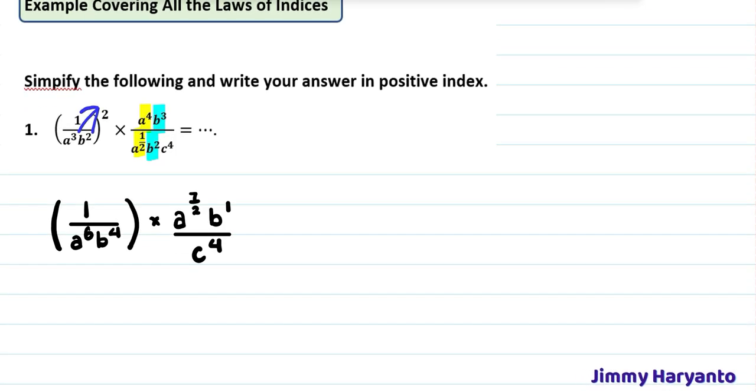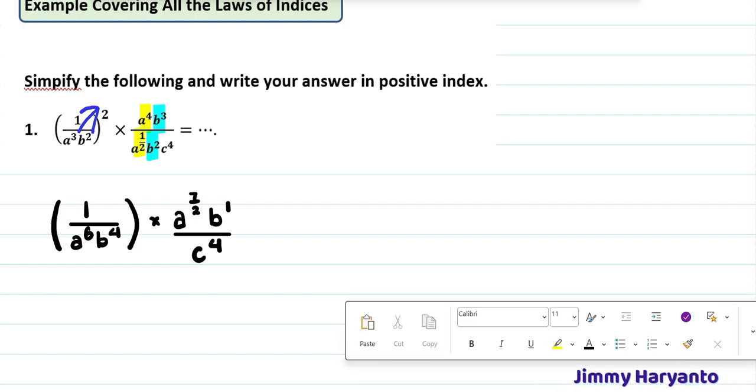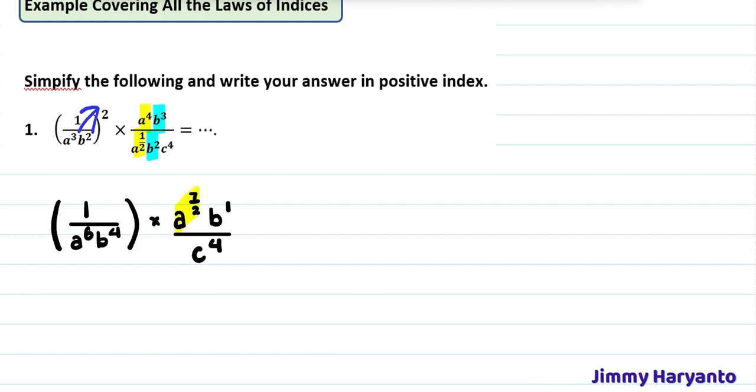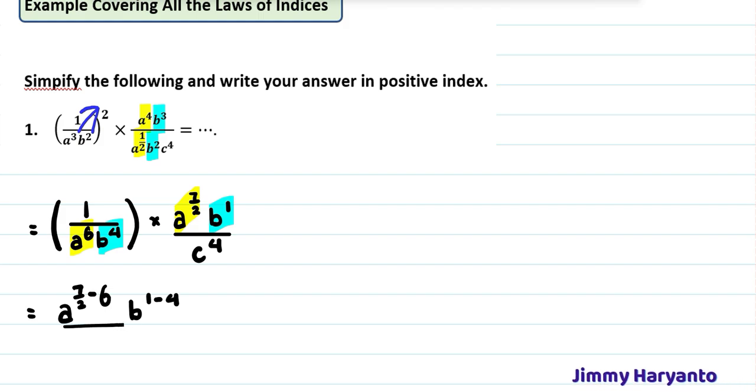Okay, and then next we have to combine the a and the b, because we have a on the top and a at the bottom. That means you have to divide. Yeah, divide means you have to subtract the powers. So you have a to the power of 7 over 2, and then at the bottom part you have 6. That means 7 over 2 minus 6. And then we have b to the power of 1 with b to the power of 4, b to the power of 1 minus 4, and then over c to the power of 4, just like that.